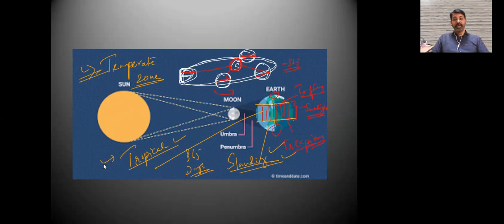The exact meaning of tropical is what? The annual average temperature is always above 18 degrees Celsius. Here, temperate means it is below 18 degrees.